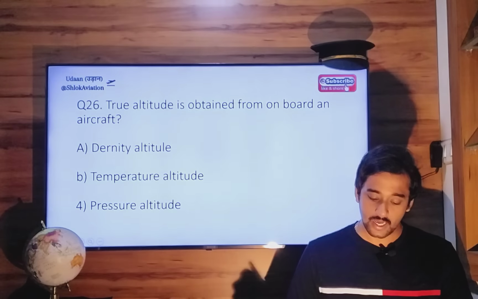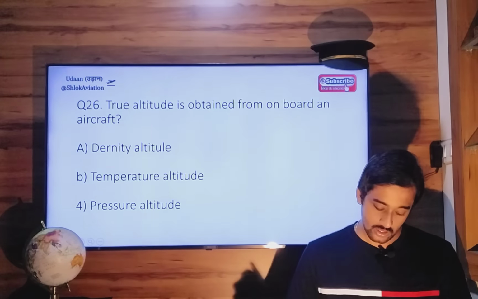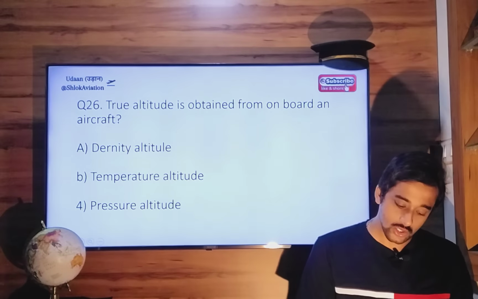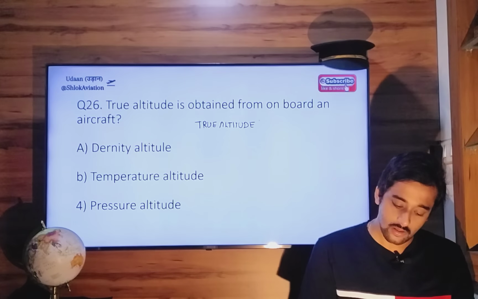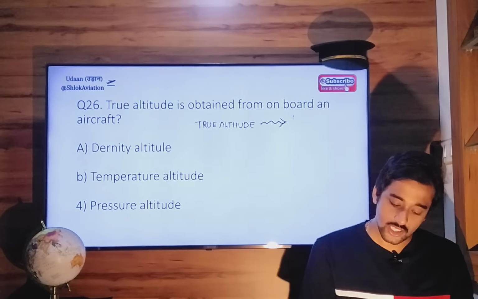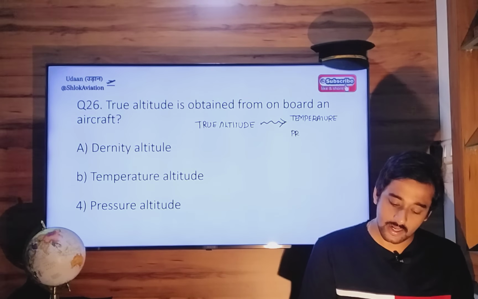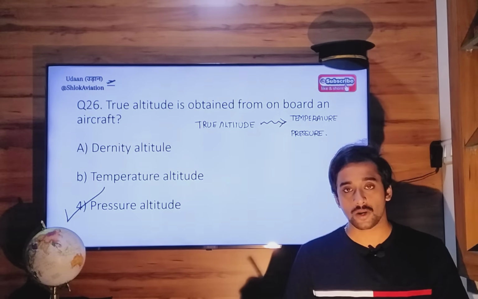Okay. Question 26. True altitude is obtained from what? Density altitude, temperature altitude, pressure altitude. Okay, so true altitude is obtained from two things: temperature, non-standard ISA temperature. You have to apply that correction, and you have to apply barometric pressure correction. Okay, so the closest answer here is option Charlie, pressure altitude. True altitude is obtained from pressure altitude.